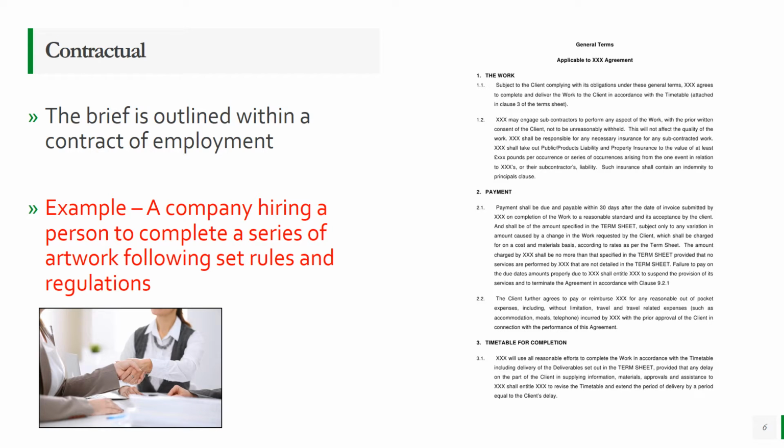A contractual client brief is when the brief is outlined within a contract of employment. So an example could be a company hiring an artist to complete a series of artwork for them, adhering to set rules and regulations. So you would give them a contract and every single detail would be included in the contract of exactly what you want, and they will all have agreed to it. And if you don't get what you've agreed to in the contract, then they won't receive any payment for it.